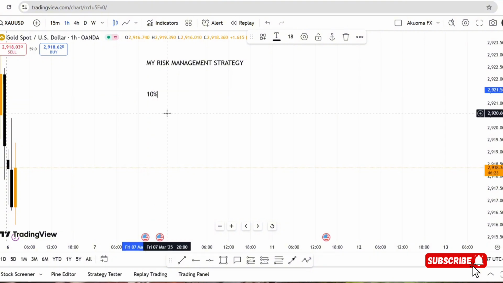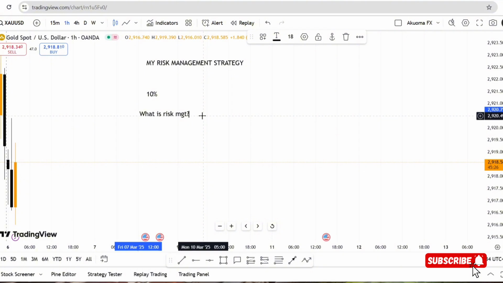What is risk management? Risk management is simply understanding the risk you take in any given trade, knowing fully well that the outcome is not certain. It could be a win, it could be a loss. So understanding your risk in any given trade will help you manage your risk properly.